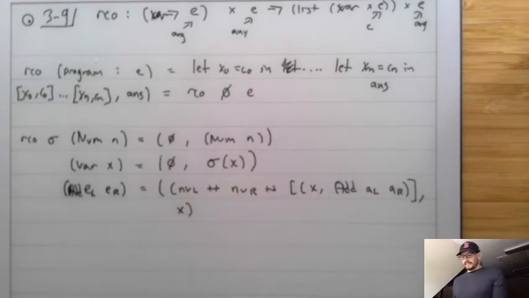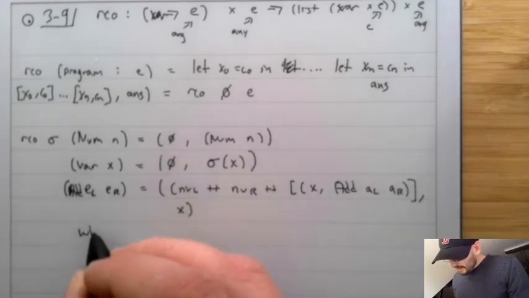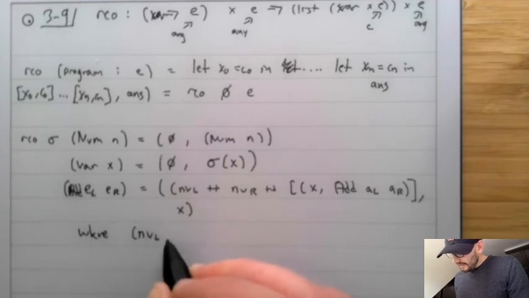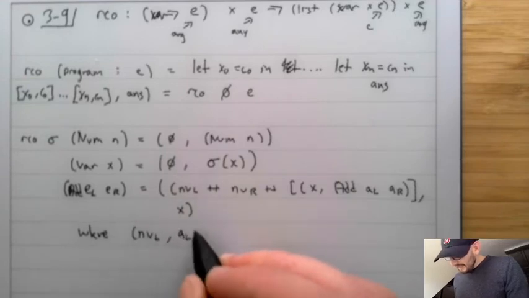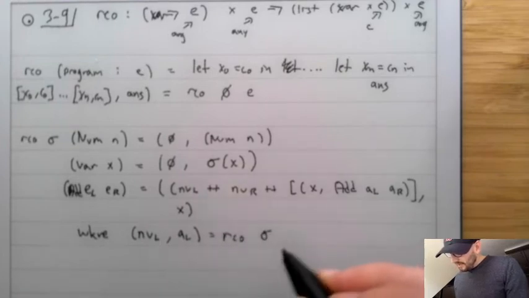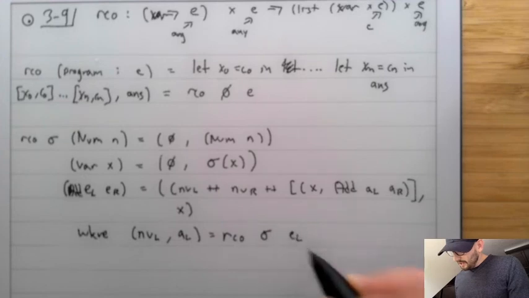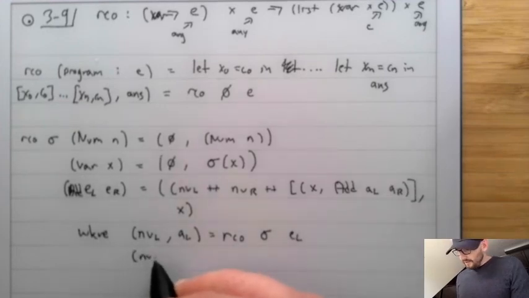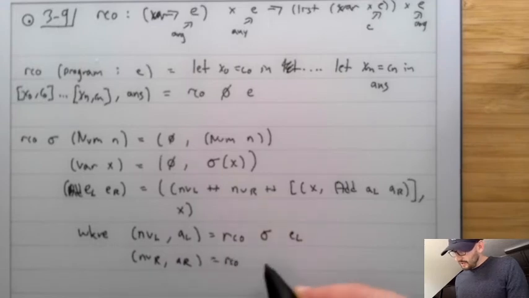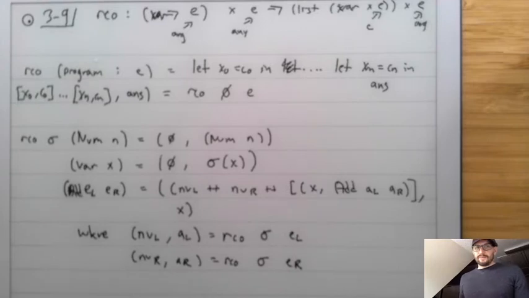Now what are these things? Where the new variables for the left and arg left is what happens when you call RCO on row and the expression on the left. And the new variables on the right and arg right is what you get when you call RCO on row and the arguments on the right. And then x is a fresh variable.